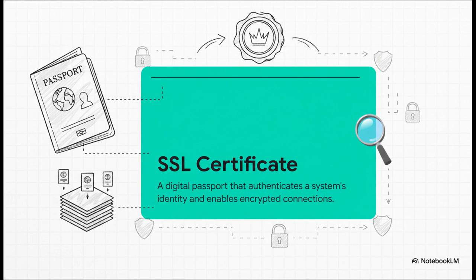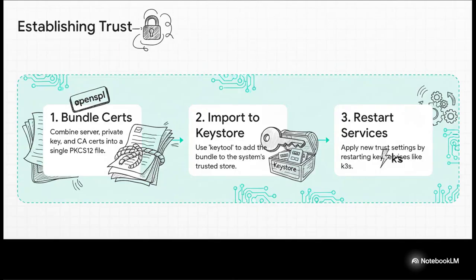Now, normally, these passports are verified by a big, trusted public authority on the internet. Since we don't have that, we have to become our own passport authority. We have to create and approve these digital IDs ourselves. So, how do we actually do that? It's basically a three-step process. First, we use a tool to bundle all the passport information into one secure file. Second, we use another tool to import that bundle into the system's key store, which is just its official list of trusted IDs. And finally, we just restart the main services. That forces them to load the new rules and recognize our newly trusted components.